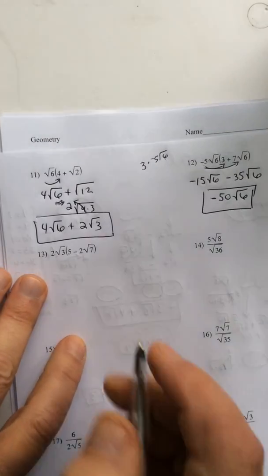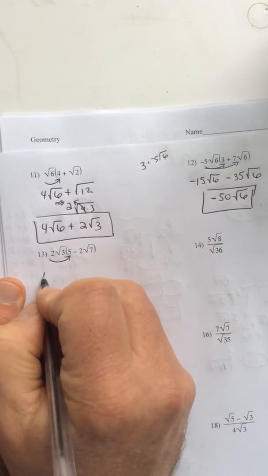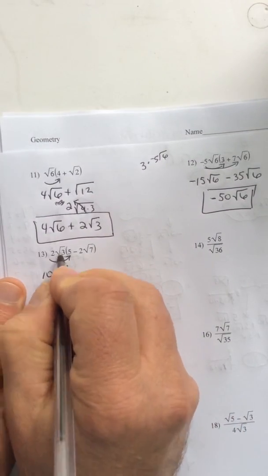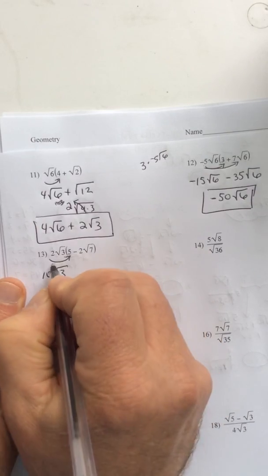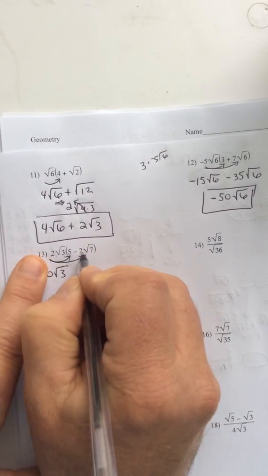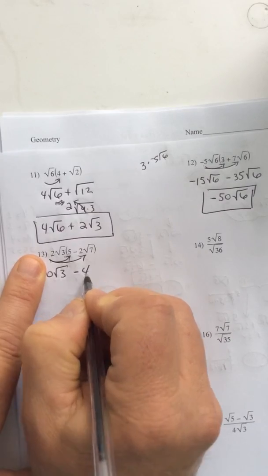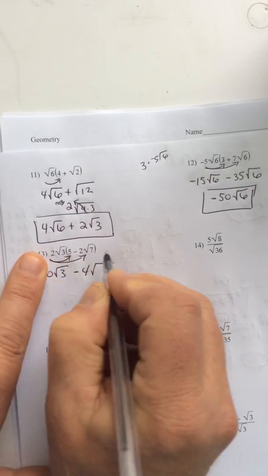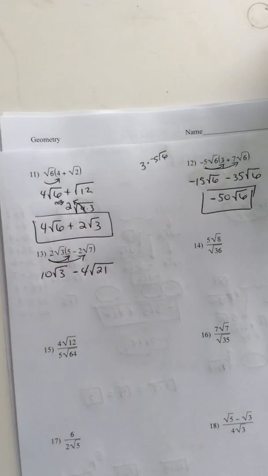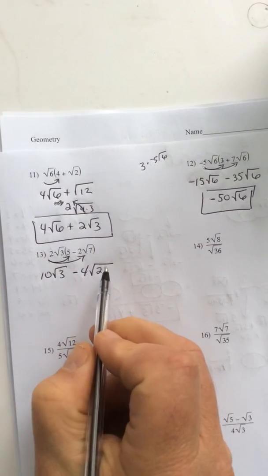Okay, number 12. The 2 and the 5 get multiplied together, and then the square root of 3 is along for the ride. Out here, the 2 and the 2 get multiplied together to be a 4, and then the square roots are 3 times 7. So the real numbers multiply, and then the square root numbers multiply.